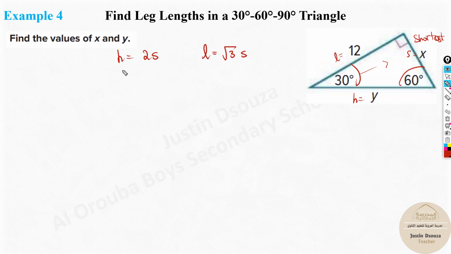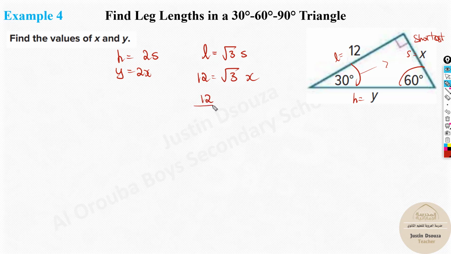Now over here, what do we know? H is unknown, S is unknown. We can't solve this now. Let's first find S, because we know L is equal to 12. We can substitute this. That is equal to root 3. S is given as X, so let me write it as X. What next? Let me just substitute over here. It's Y equals 2X here. Now I'm doing this first because I can easily solve it.